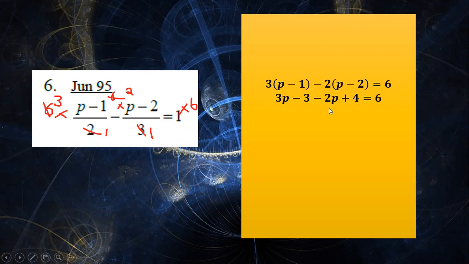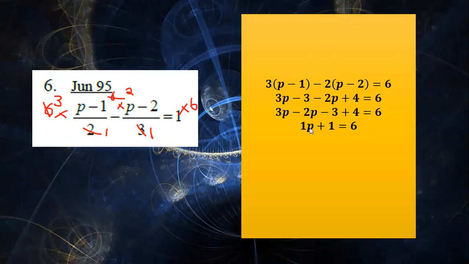And the next line, we're going to put all the p's on one side and only the numbers on one side. On the same side, but we're going to kind of polarize them, for want of a better word. So it's going to be 3p minus 2p minus 3, sorry, plus 4 is equal to 6. What comes next? We're going to say 3p minus 2p will give me 1p plus negative 3 plus 4. So 1p plus 1 equals 6.